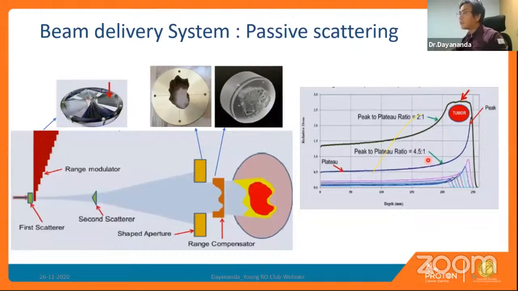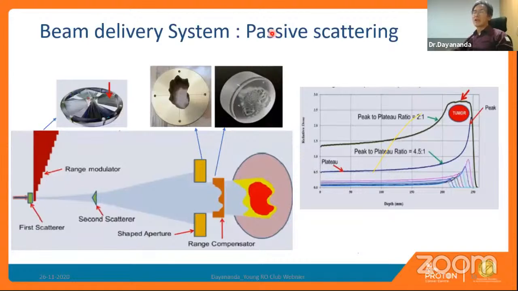Initially, the plateau to peak ratio was very high over here. That means there was very little dose in the entrance region and a very high dose to the tumor. But when you spread out the peak, the peak to plateau ratio decreases. So in this example, it is decreased from 4.5:1 to 2:1. This will depend upon the size of the tumor and the depth of the tumor, okay? This spread-out Bragg peak can be achieved by using passive scattering.